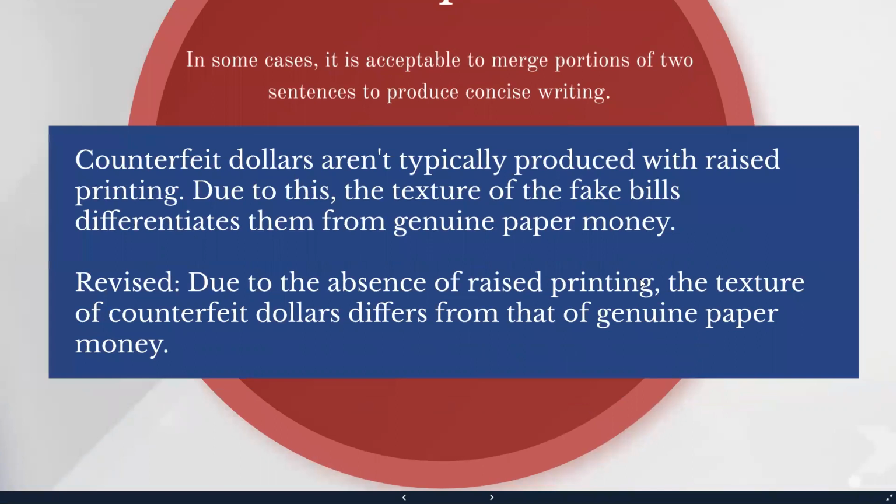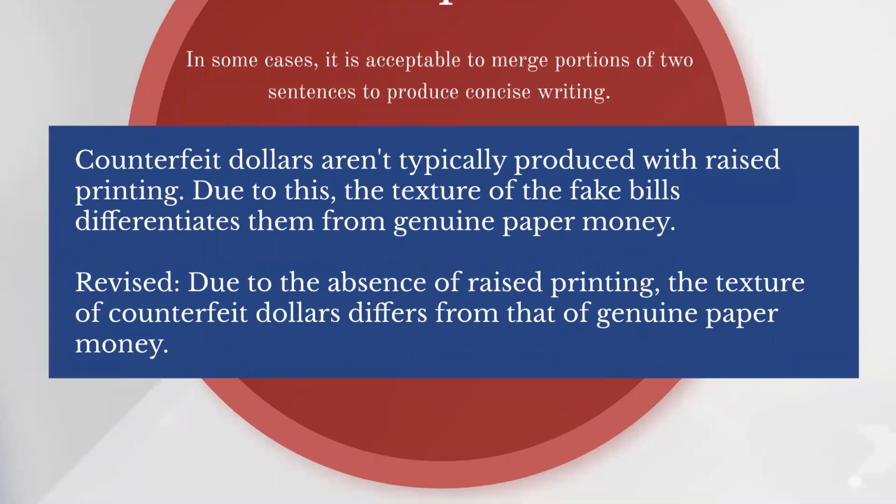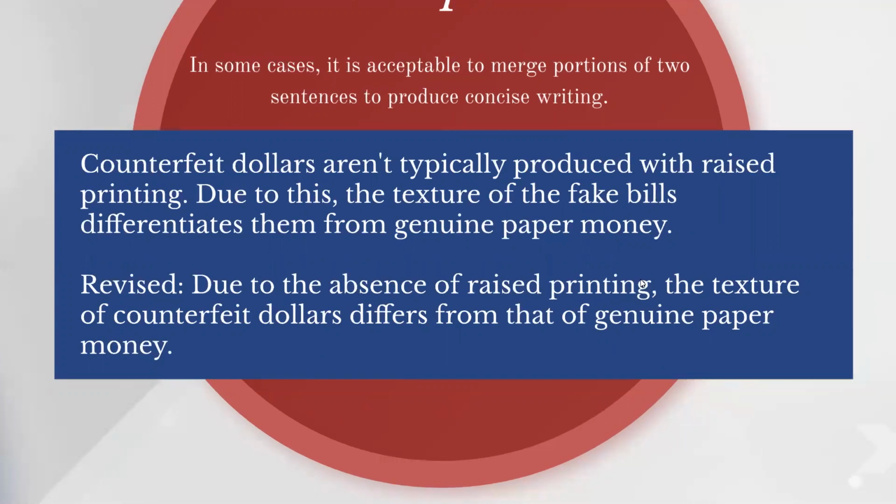So let's read through this example. The original example reads, counterfeit dollars aren't typically produced with raised printing. Due to this, the texture of the fake bills differentiates them from genuine paper money. Let's see how we can take these 2 sentences and revise them to make a more complete, concise sentence. And so the revised version reads, due to the absence of raised printing, the texture of counterfeit dollars differs from that of genuine paper money. So that really took a lot of the wording out of there and made it one concise idea. So look for opportunities that you can take to revise this, especially if you are exceeding in length.